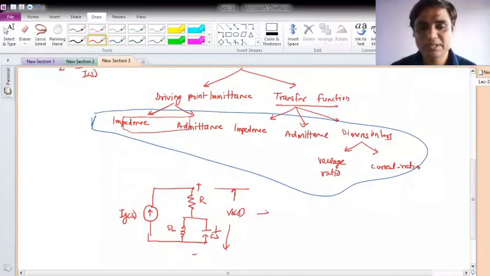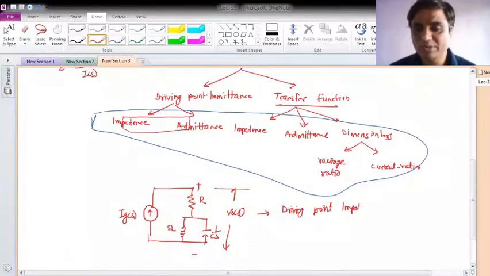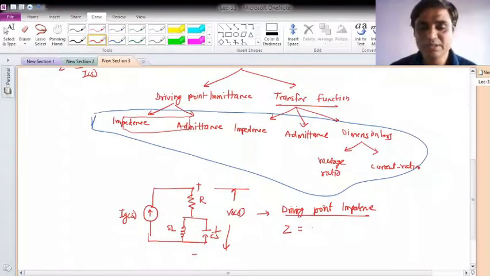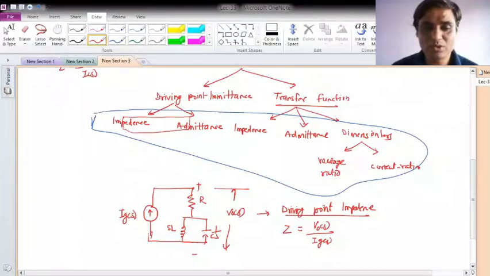So first let me define the driving point impedance. This is the example for the driving point impedance. For that, I would like to obtain Z, which will be the ratio of the response V0 of S divided by the excitation current Ig of S, and that I have to look from the same terminal. So let me look from this terminal.